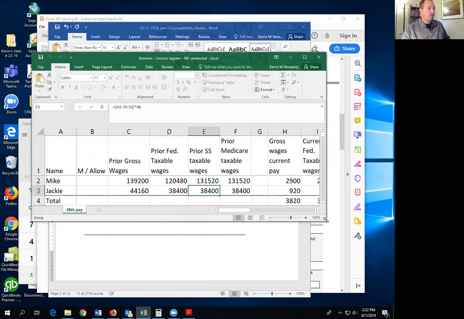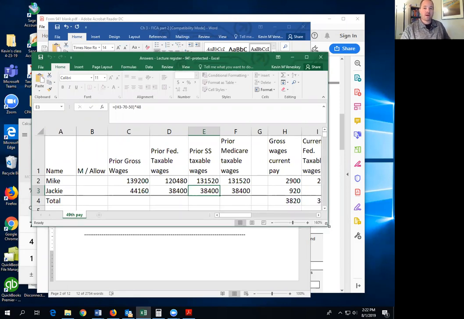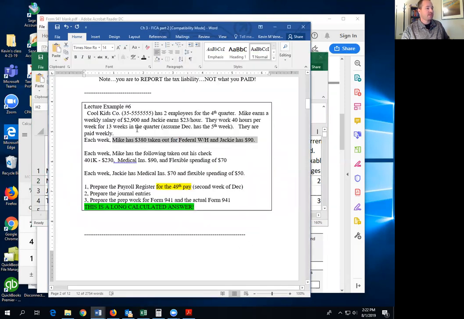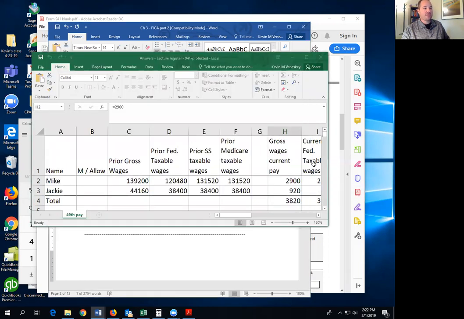All right, so hopefully you have pulled up your lecture example that you can fill in. What I think you should start out with is the first thing we want to put in, our gross wages for the current pay. So we've got 2,900 here and 920. And that's what I simply have told us in the problem. All I did is took the $23 that we earn an hour times 40 hours. And that's how much Jackie earns every week. That's going to be our starting point.